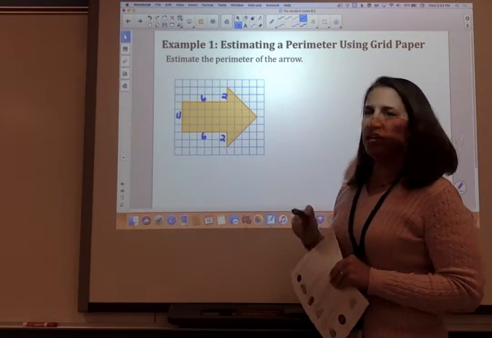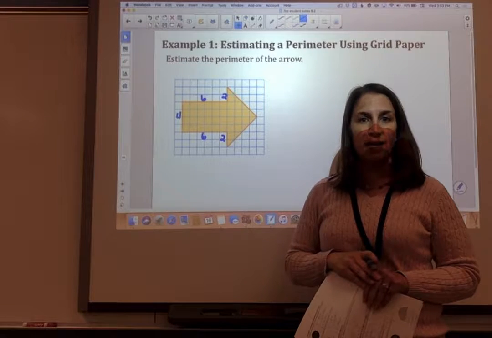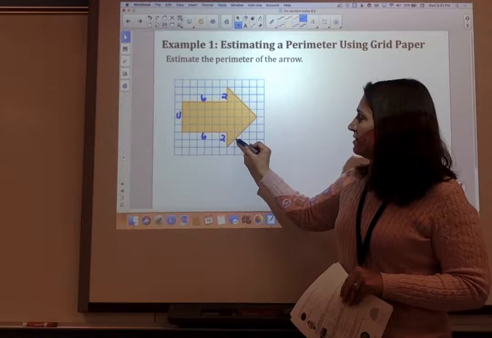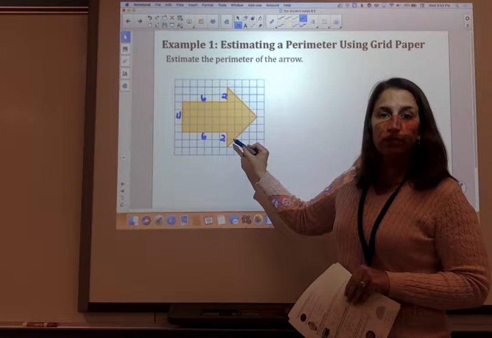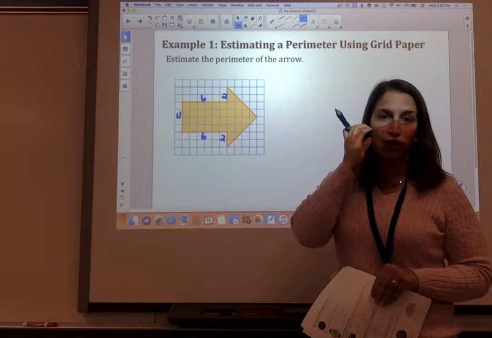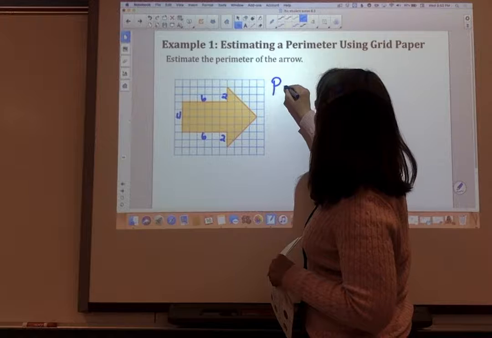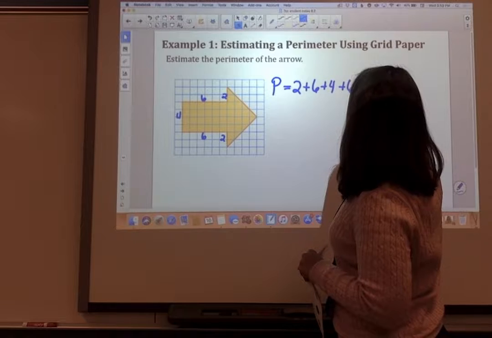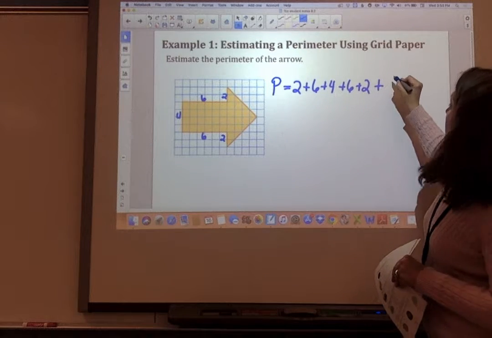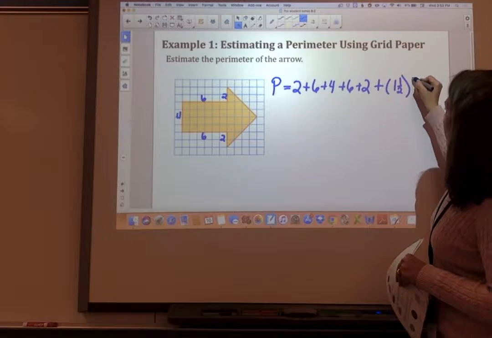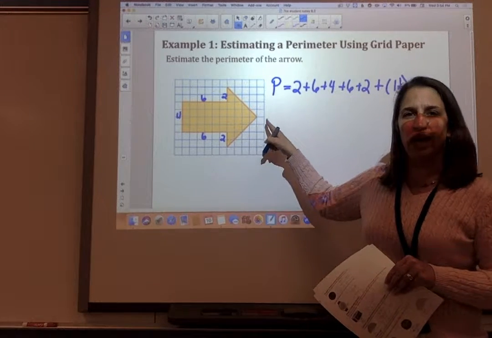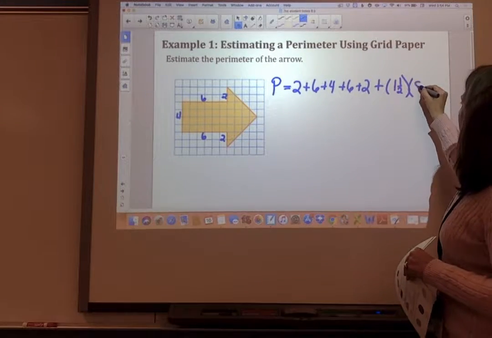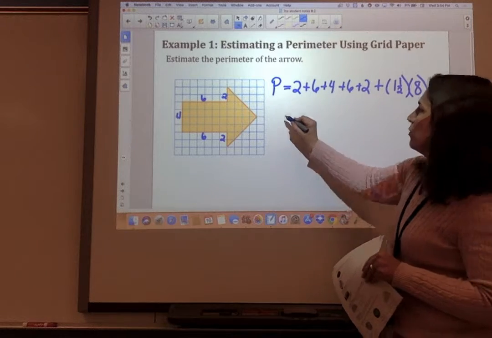These sides of our shape are a little bit harder because they go along a diagonal. So we'll estimate that this distance is about 1.5, so about 1.5 units if we're going across a diagonal. So we're going to find our perimeter by adding up 2 plus 6 plus 4 plus 6 plus 2 plus 1.5 times however many squares we have at a diagonal. So that's 1, 2, 3, 4, 5, 6, 7, 8. So 1.5 times 8.